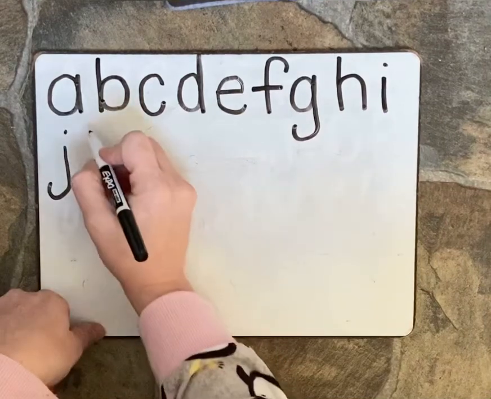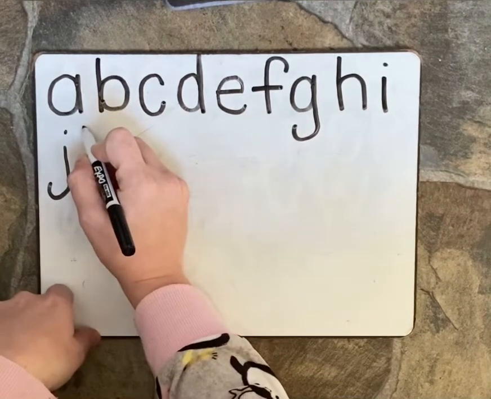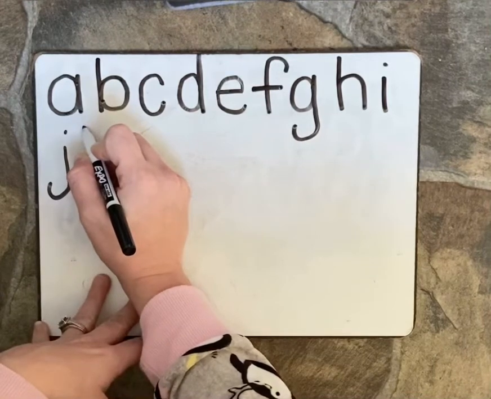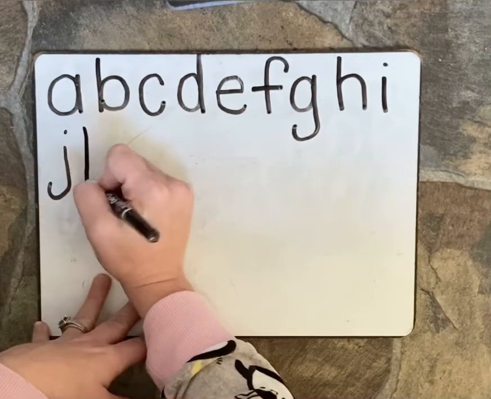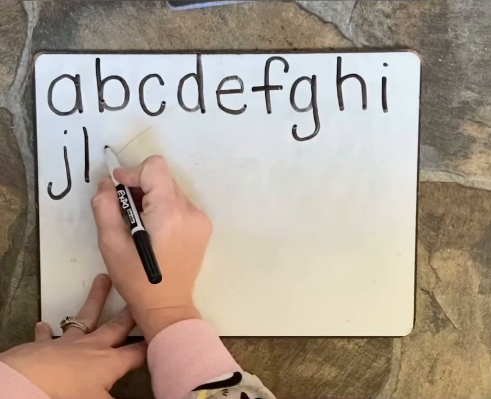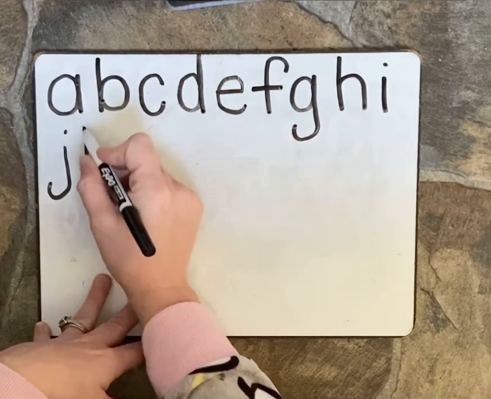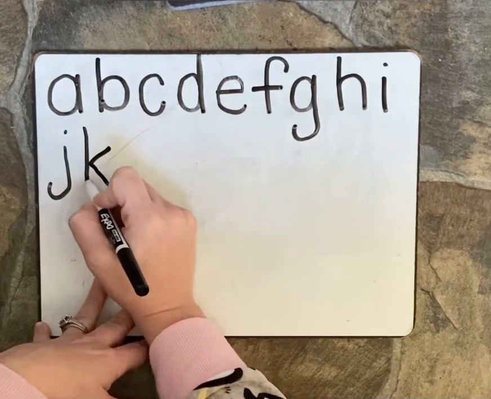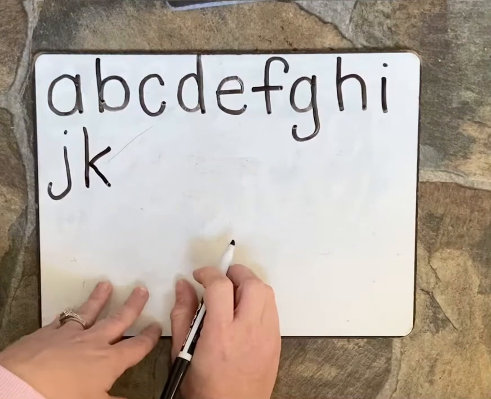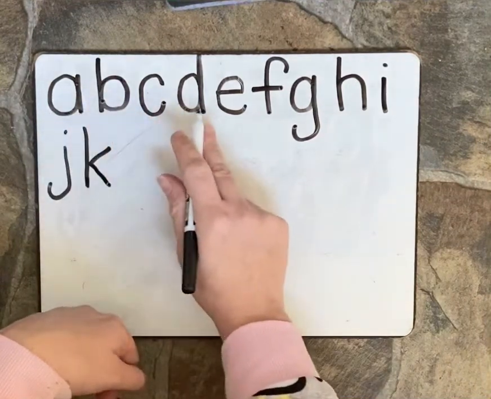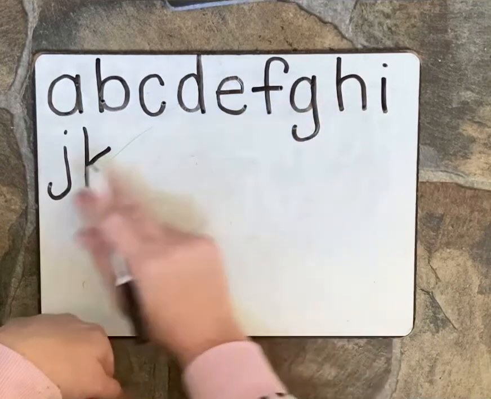K. So when we do our lowercase k, it's very similar to our uppercase K. We're going to start at the top and pull down. Okay. And then when you're going to slant in, slant out, you're just going to start about halfway because you want to leave some stick at the top. So slant in, slant out, and there's your K. So we have A, B, C, D, E, F, G, H, I, J, K.